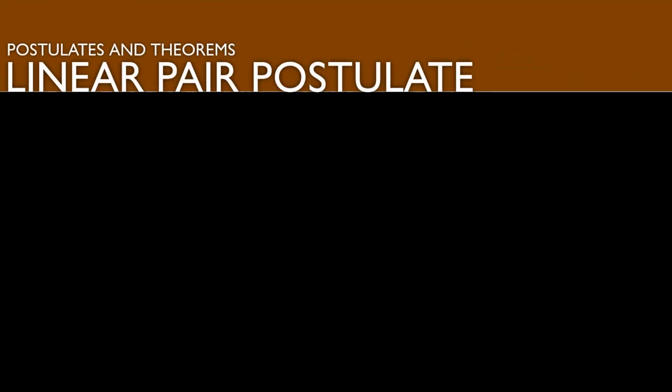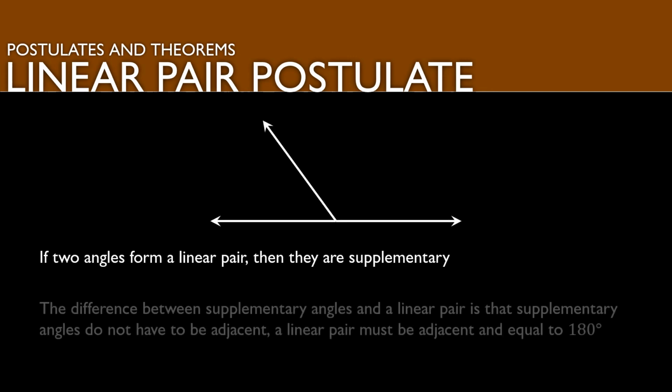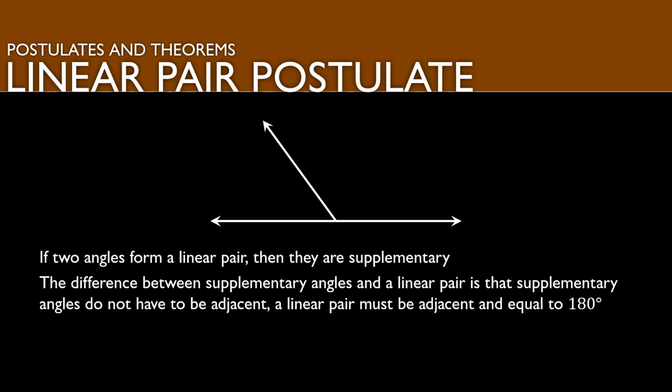We're now at the linear pair postulate. The linear pair postulate is very similar to supplementary angles, and they can actually be fairly confusing because of their similarity. Remember that with supplementary angles, they don't have to be adjacent. So one can be over there and one can be over there. But with the linear pair postulate, they have to be adjacent angles.